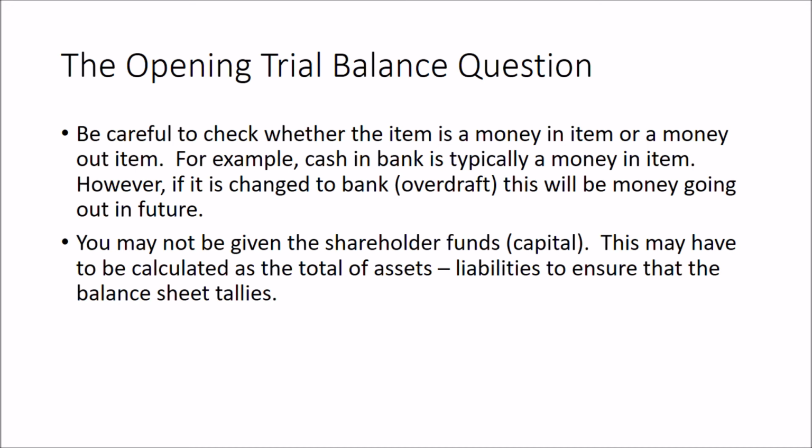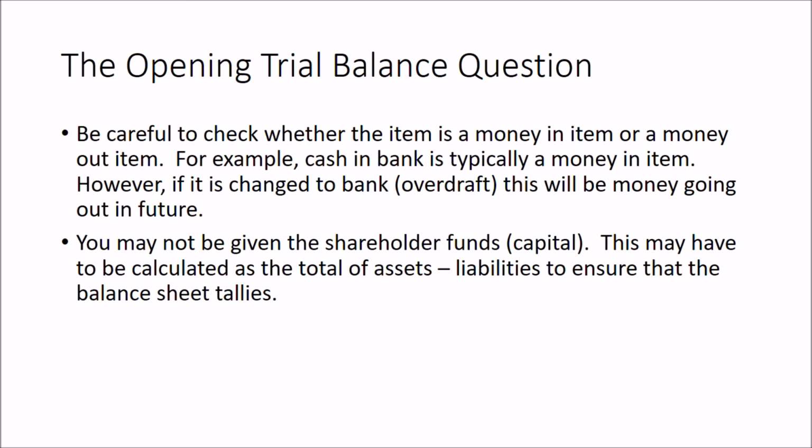You may not be given the shareholders' funds, the capital amount, and that again is to try and catch dead clickers. What it's trying to test is whether you understand the accounting equation and know that your total of debits is equal to your total of credits, assets equals liabilities plus share capital, and the capital amount is going to be made up of the difference between the debits and the credits that you've calculated in the rest of the question. So it's the balancing figure that brings it all together.